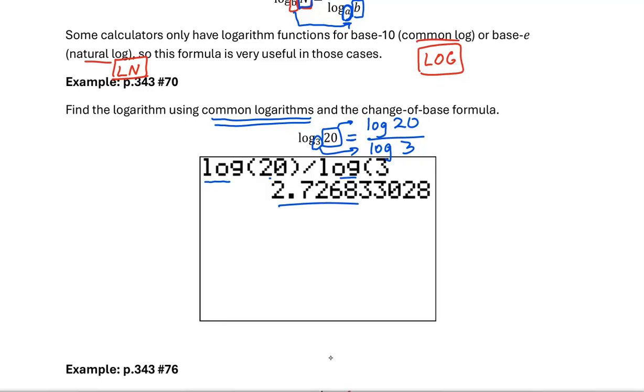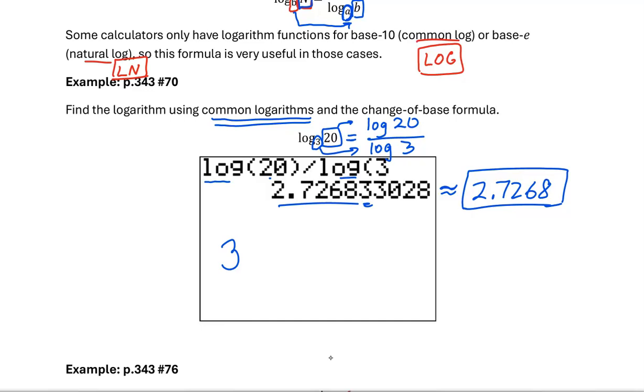So this is the answer to the question: 3 to what exponent results in 20? We're not asked to round this off, but it would probably be wise to do so. Earlier we were looking for 4 decimal places, so I would probably say 2.7268, and it would stay an 8 because there's a 3 after it. That would be my answer to that problem.